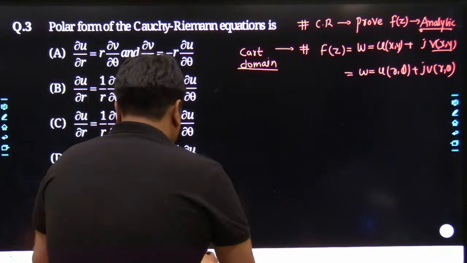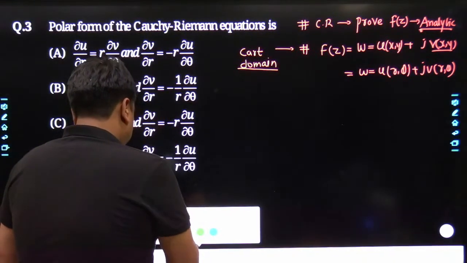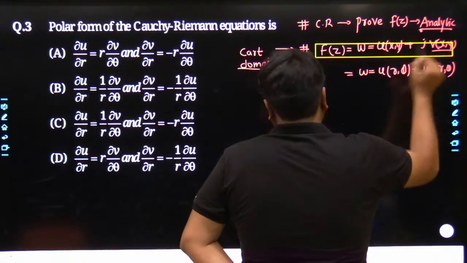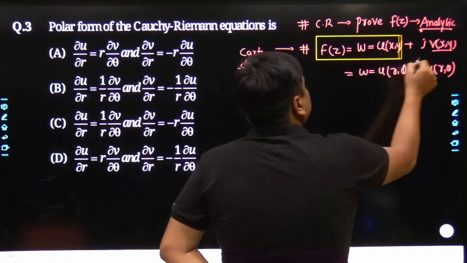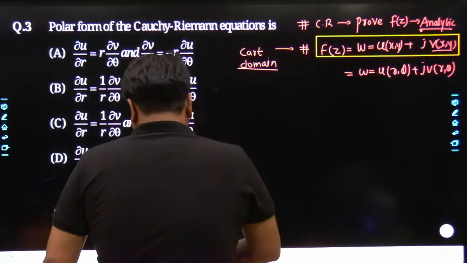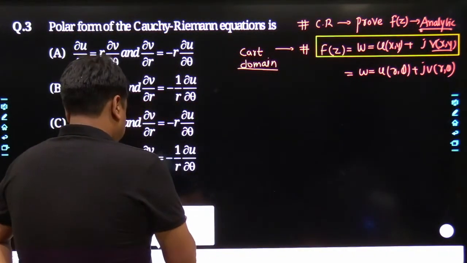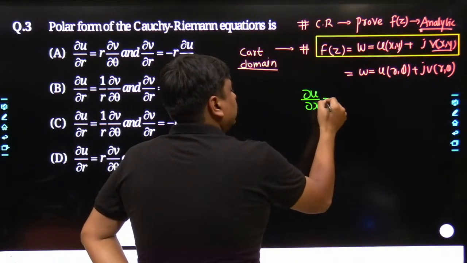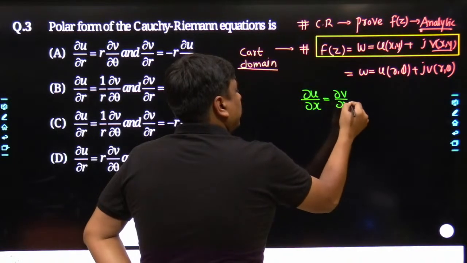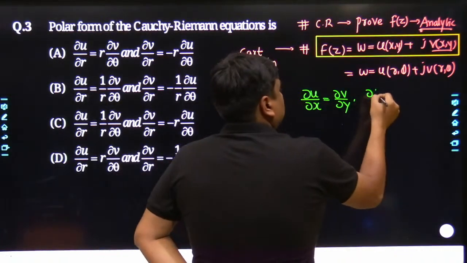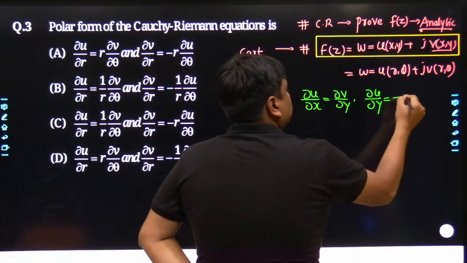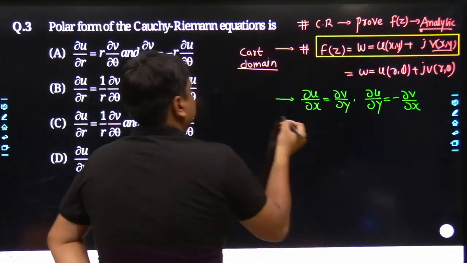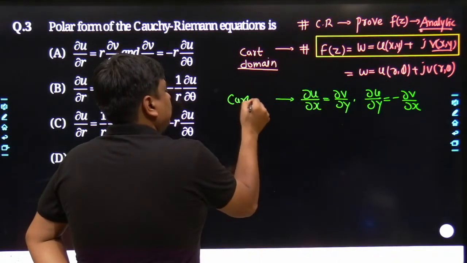Most of the time, students have the idea about the Cauchy-Riemann equation in the Cartesian domain. Anyways, we can recall what it was. In the Cartesian domain, it was dou u by dou x is equal to dou v by dou y, and dou u by dou y is equal to minus dou v by dou x. Anyways, this was the case for the Cartesian representation.